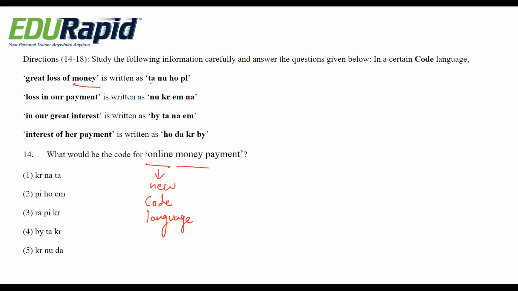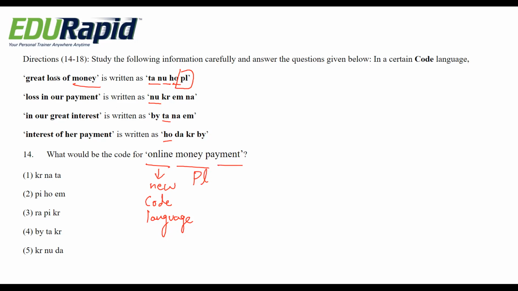Let me check TA. TA is present in the third sentence. NU is also present in the second sentence. HO is present in the fourth sentence. PL is not present in the second one, and in the third sentence also not present. In the fourth sentence also not present. So for money, PL is the code language.